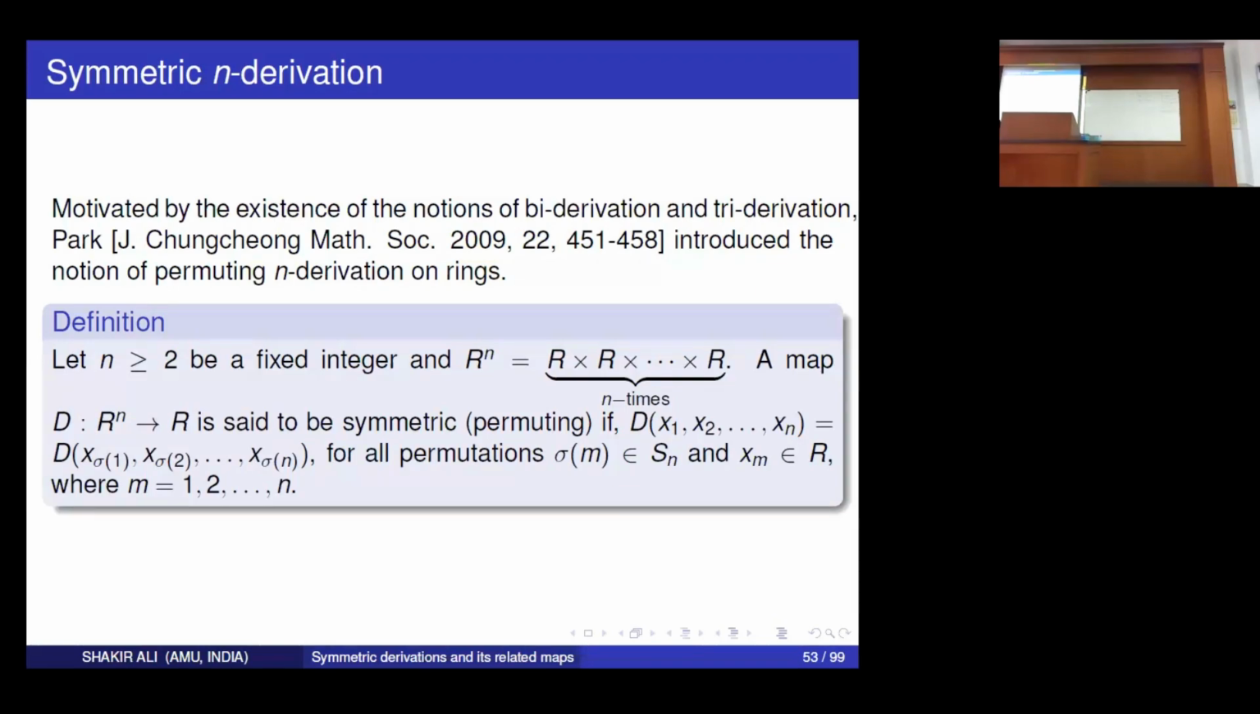So for the symmetricity, it is said to be symmetric permuting if D(x1, ..., xn) is the same as D(xσ(1), xσ(2), ..., xσ(n)) for all permutations σ belonging to Sn, the symmetric group of order n.